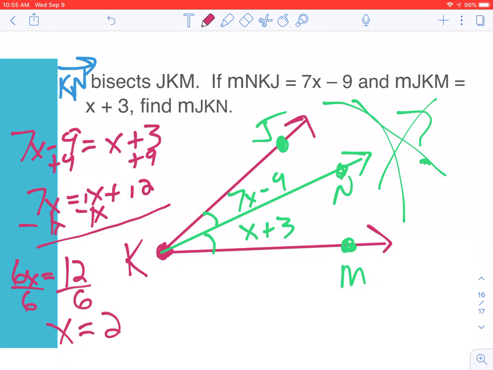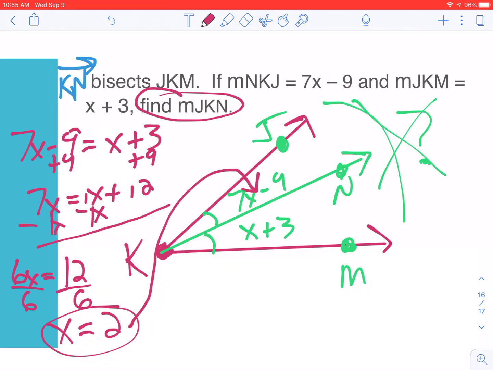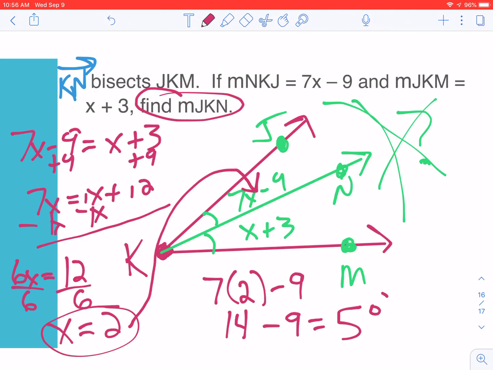X equals 2. Once again, circle what you're finding. We're not finding 2, we're finding JKN. So I'm going to take my 2 and plug it in for x. 7 times 2 minus 9. I know 7 times 2 is 14. Minus 9. And that angle is only 5 degrees.